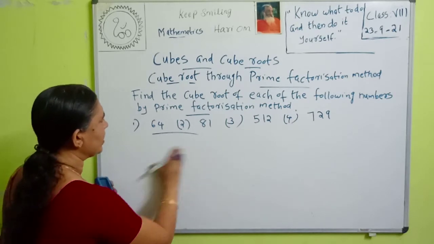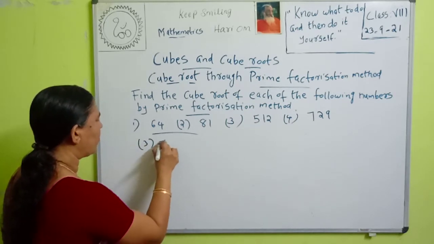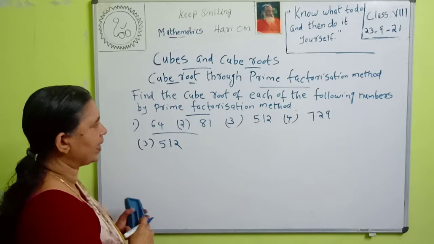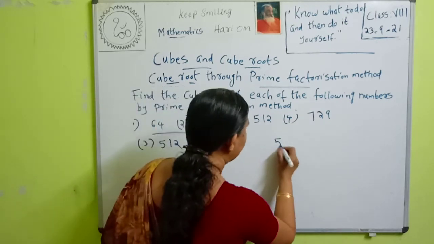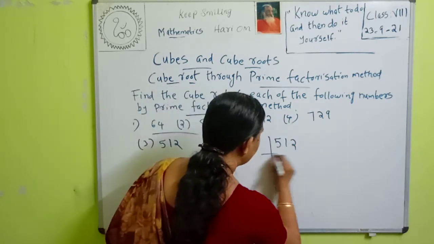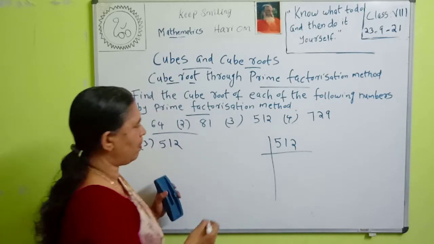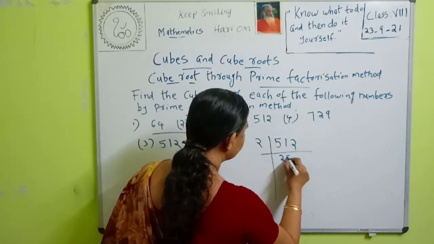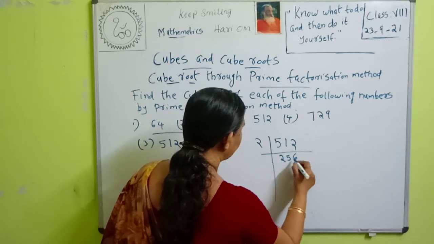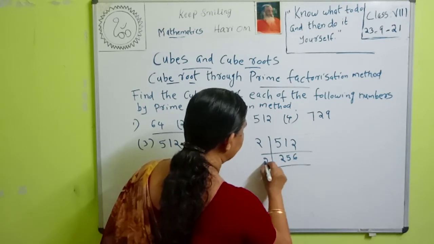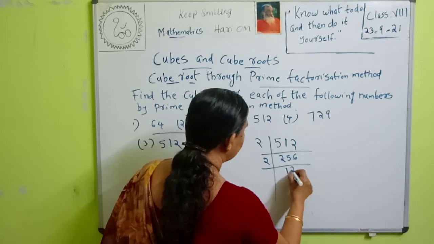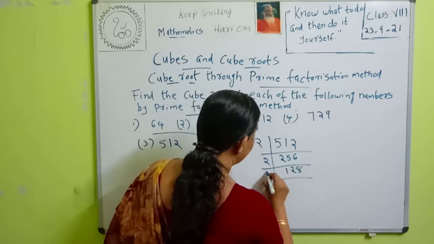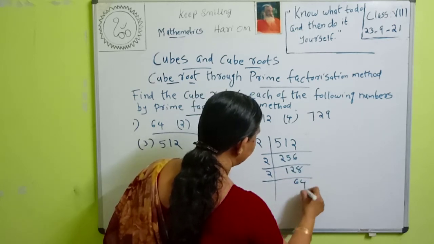Next is 512. We can factorize this 512. Factorize it, we can divide by 2. 256. Then also we can divide by 2. 128. Then also 2. 64.